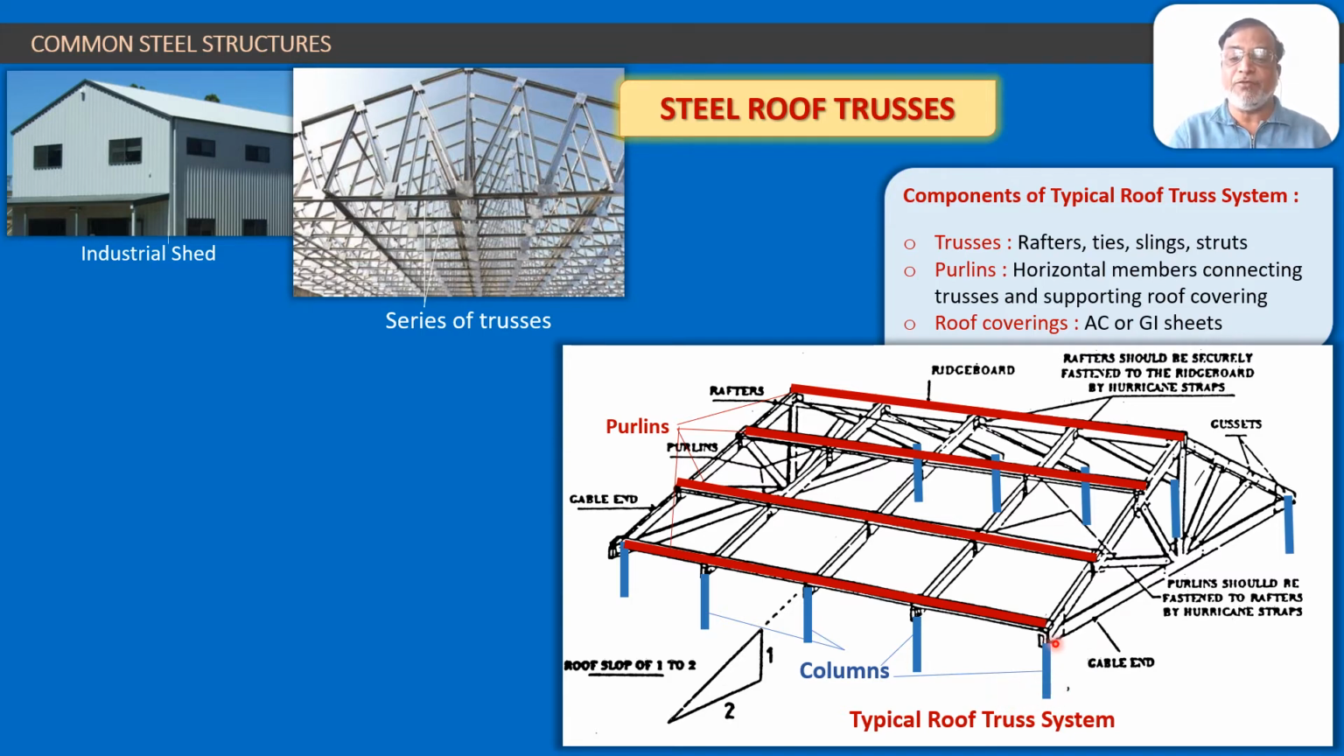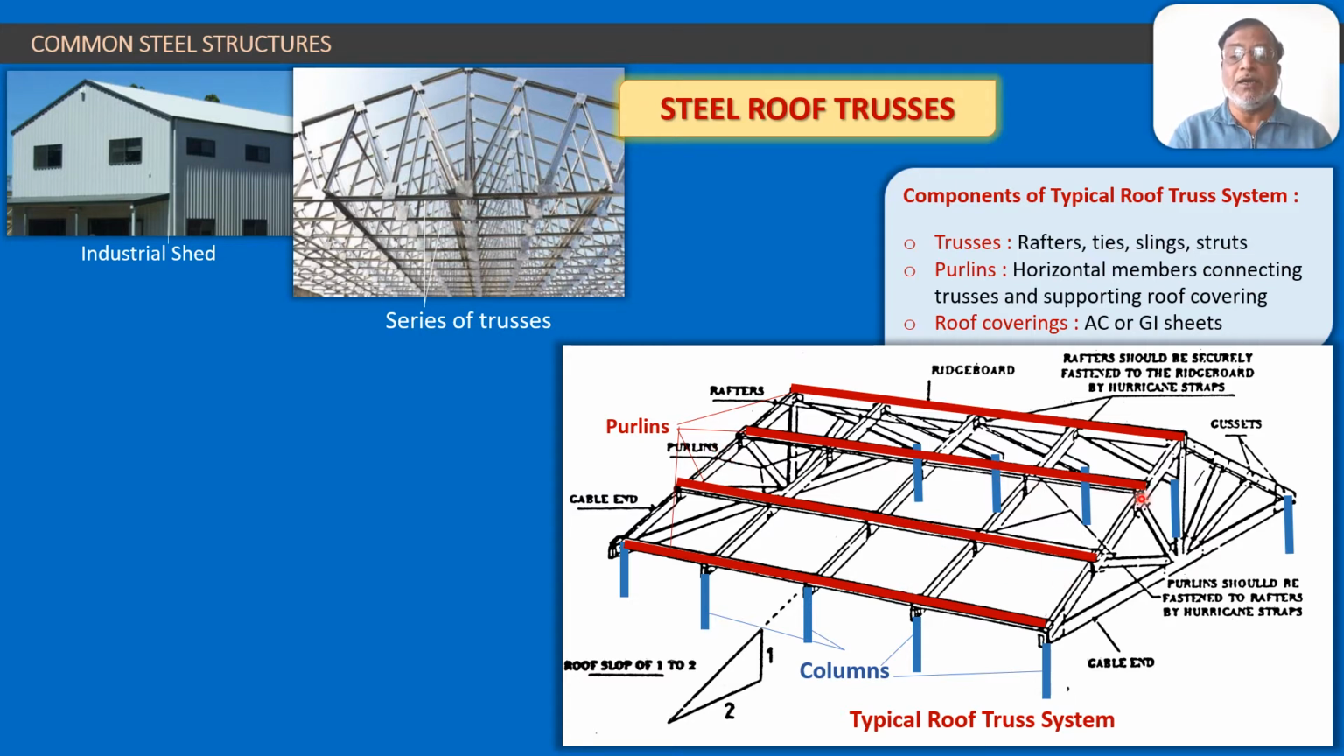You will find that at the end of every truss you get 2 columns. Now if you look at the connection of these trusses with each other, you will see that all these 5 trusses are connected by these red members.